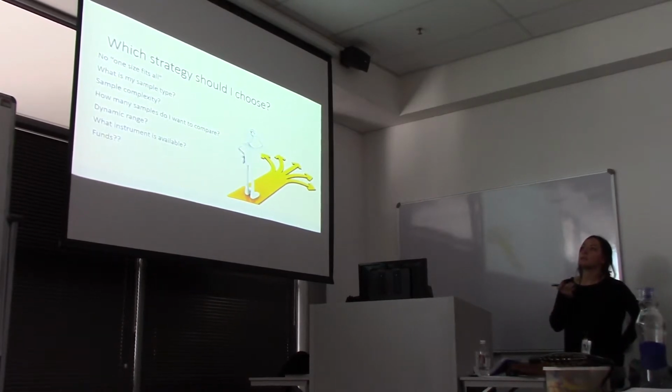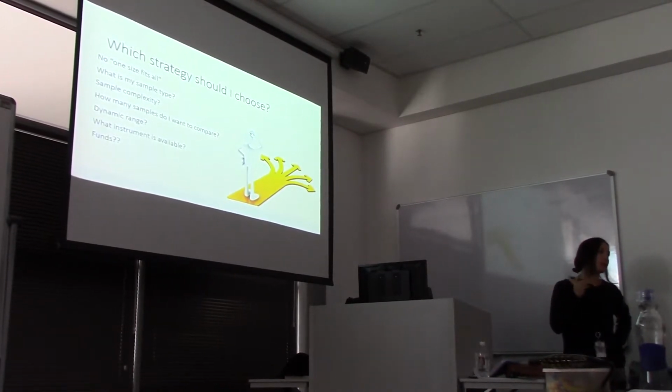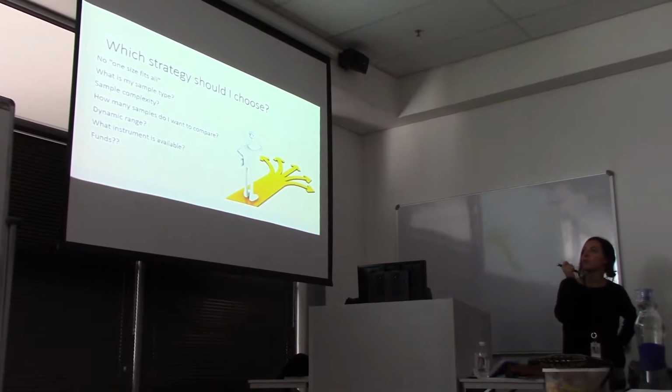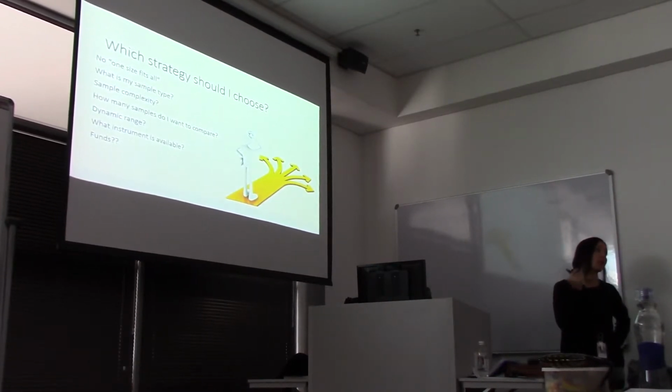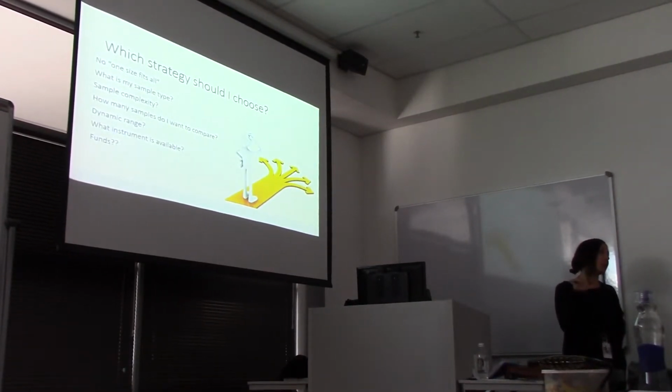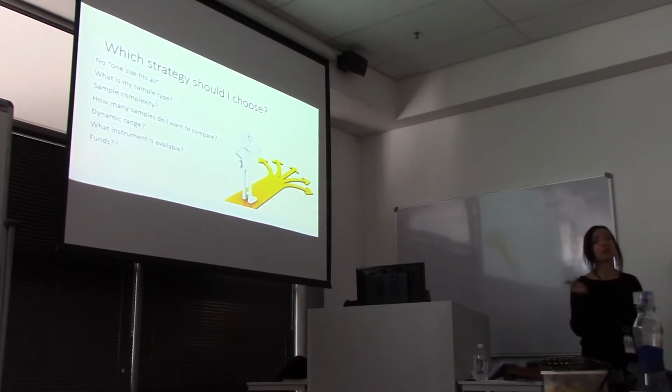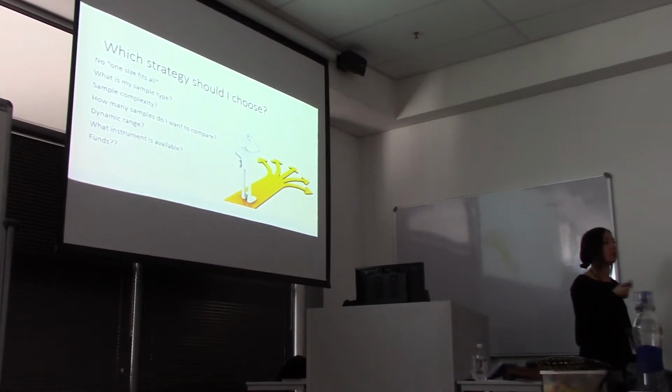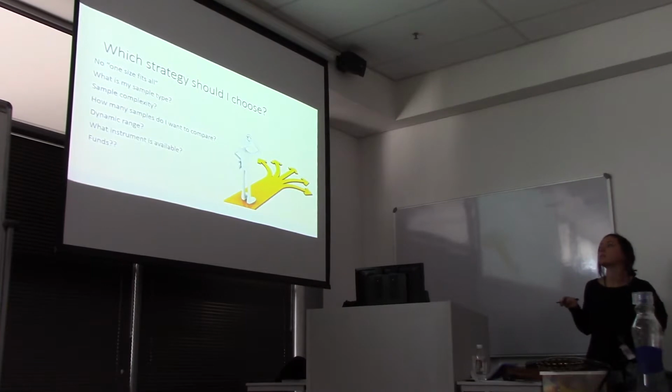What is the dynamic range? So can the labels do that? Labels do have influences on that. What instrument is available? That's often what we end up making our decisions on, right? I only have access to this instrument, so therefore I can only run this. I can't do an MS3 experiment.